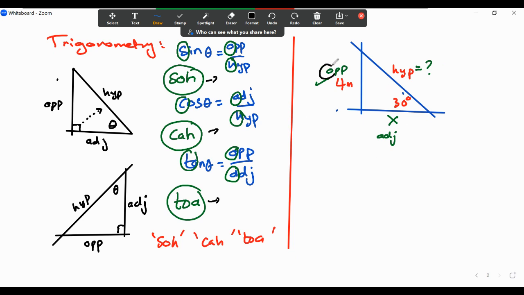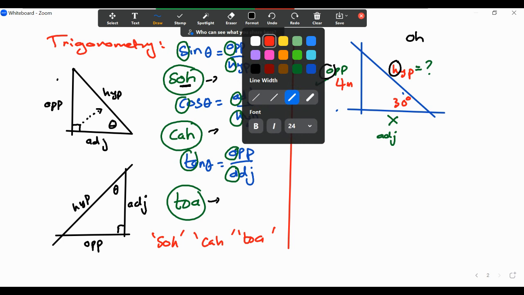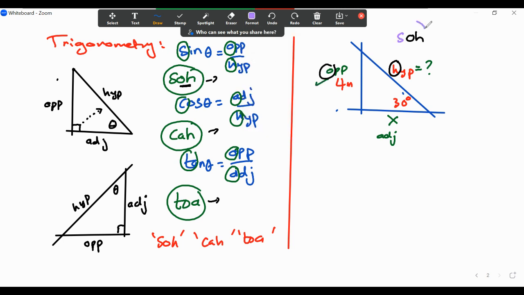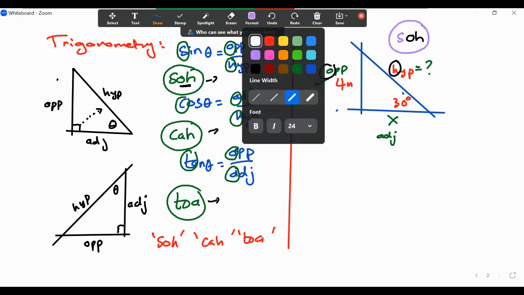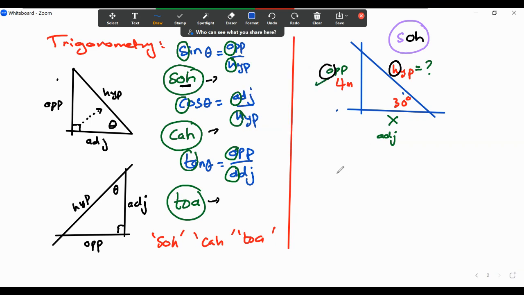So I've got O, right? Let's write it down. I want to find H. It's in there. So which one has O in it? Oh, sine has it. So for this particular question, I would say sine of the angle is equal to opposite over hypotenuse, which is sine of the angle equals 4 over the hypotenuse.